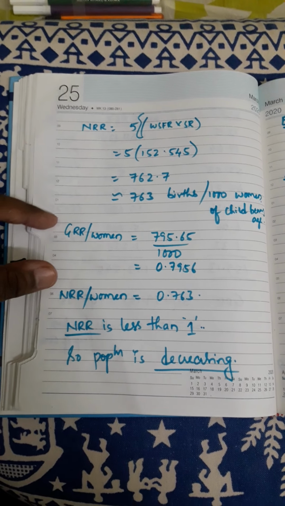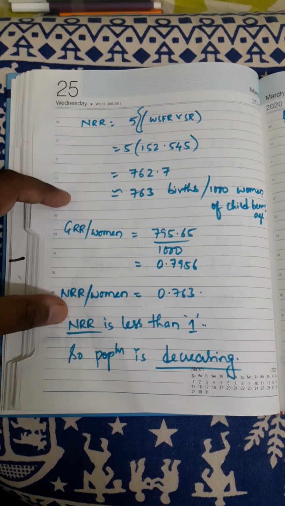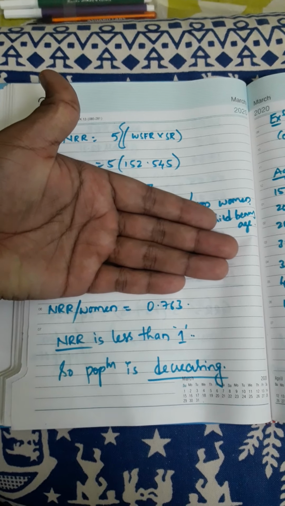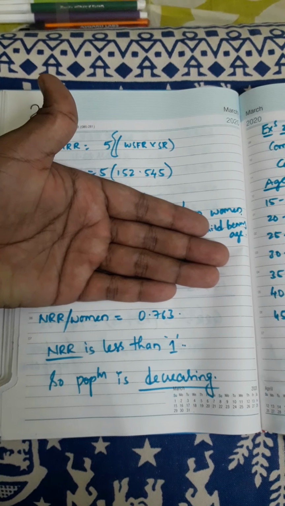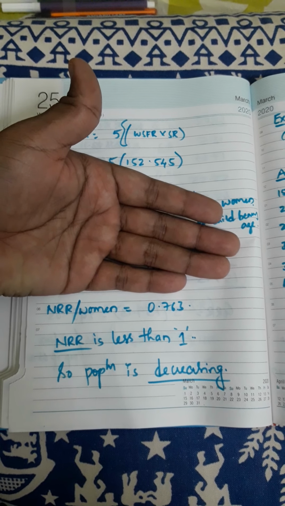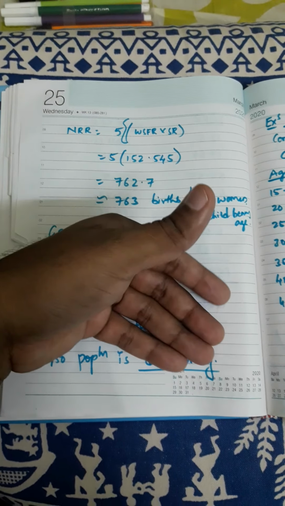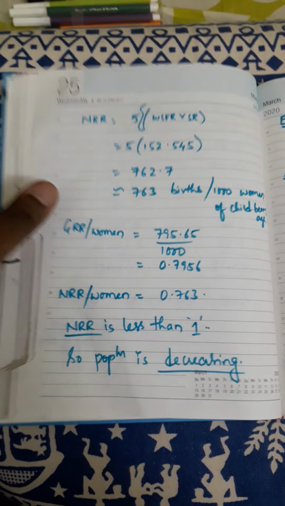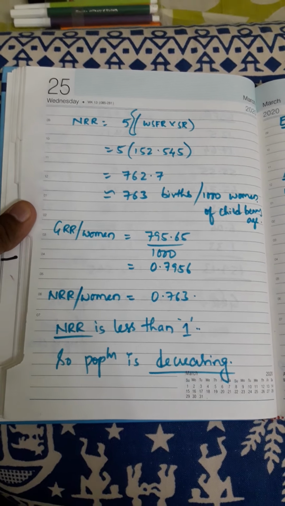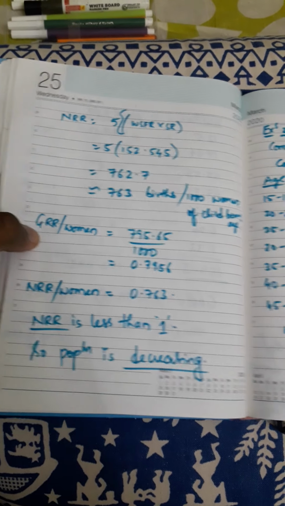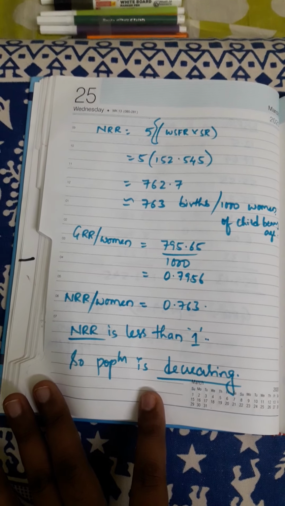But I told you, whenever you calculate GRR and NRR together, completely ignore GRR. Only see NRR. What is NRR? Less than 1. Less than 1 means what would be the conclusion? Population is decreasing. Right? So this is a calculation of GRR and NRR together.